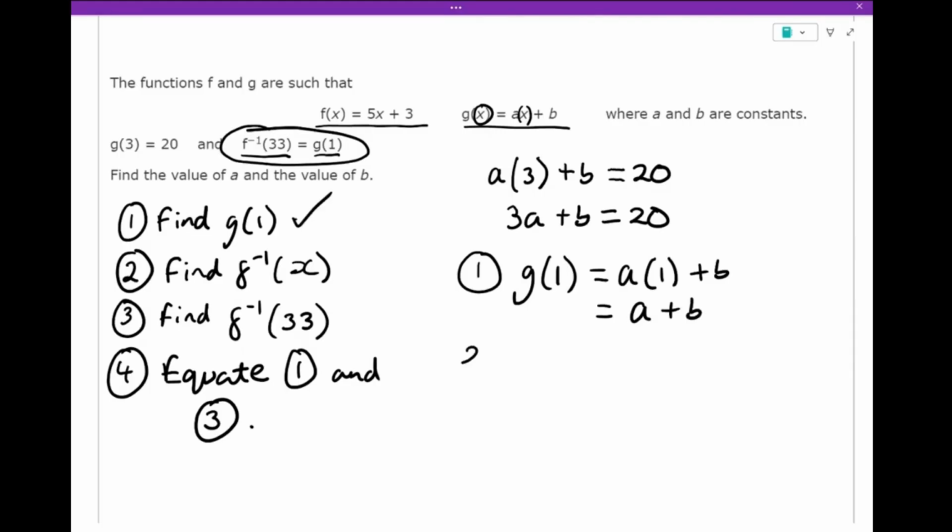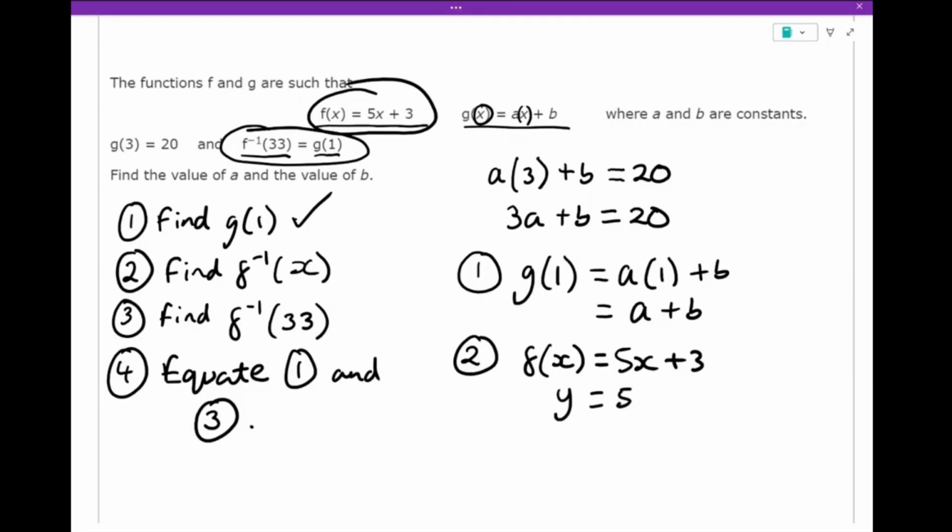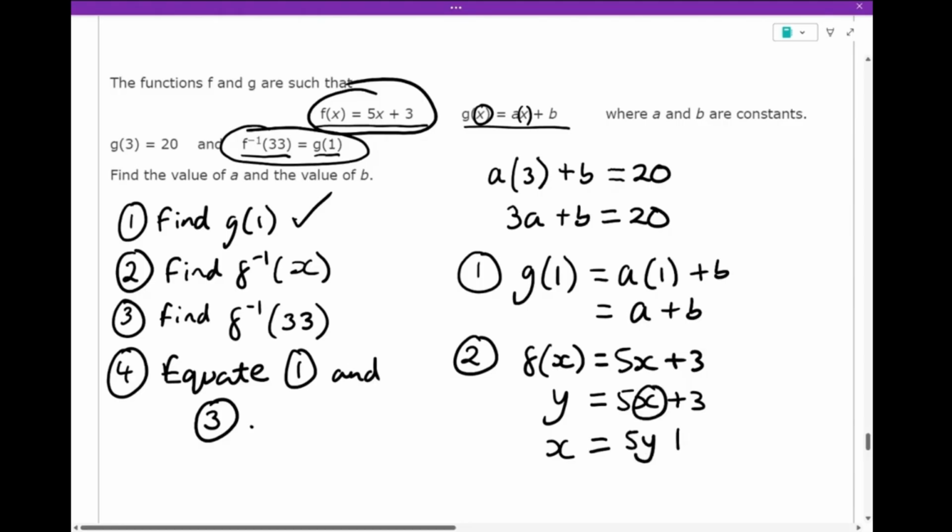Now let's do step 2, which is finding the inverse of f of x. Let's write f of x, which is this function here at the bottom. To find the inverse, we start by replacing f of x with y. So we get y is equal to 5x plus 3. Then we replace all our y's with x's and all our x's with y's. So this y becomes an x, and this x becomes a y.